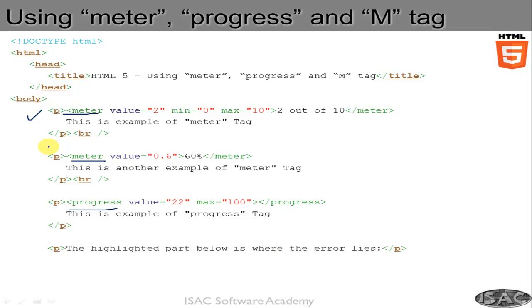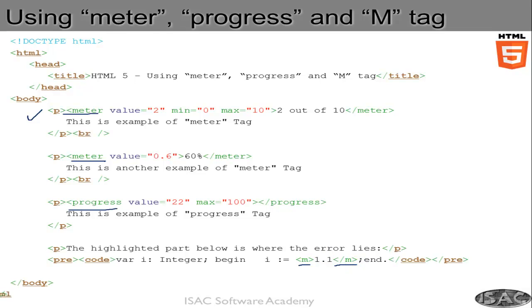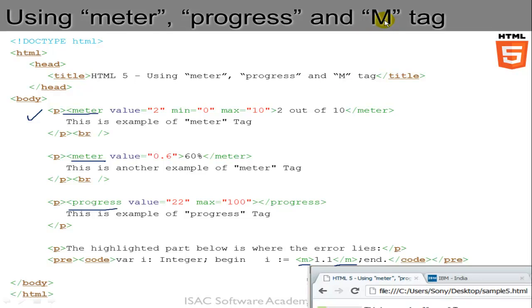Now let us put this. This is for your M, and close it. Body, HTML. So now we have a sample HTML page which uses the meter, progress, and M tags. I wrote it with a capital M, but you should preferably always use a small m.